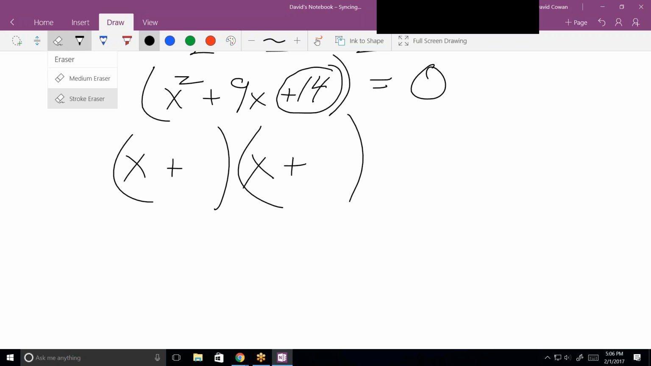The third step, relatively easy. Two numbers that multiply to 14 and add to 9. Add because of that plus that's in front of the 14. If that were a minus, then I would want two numbers that multiply to 14 that subtract to 9. But it's a plus. So what two numbers multiply to 14 and add to 9?